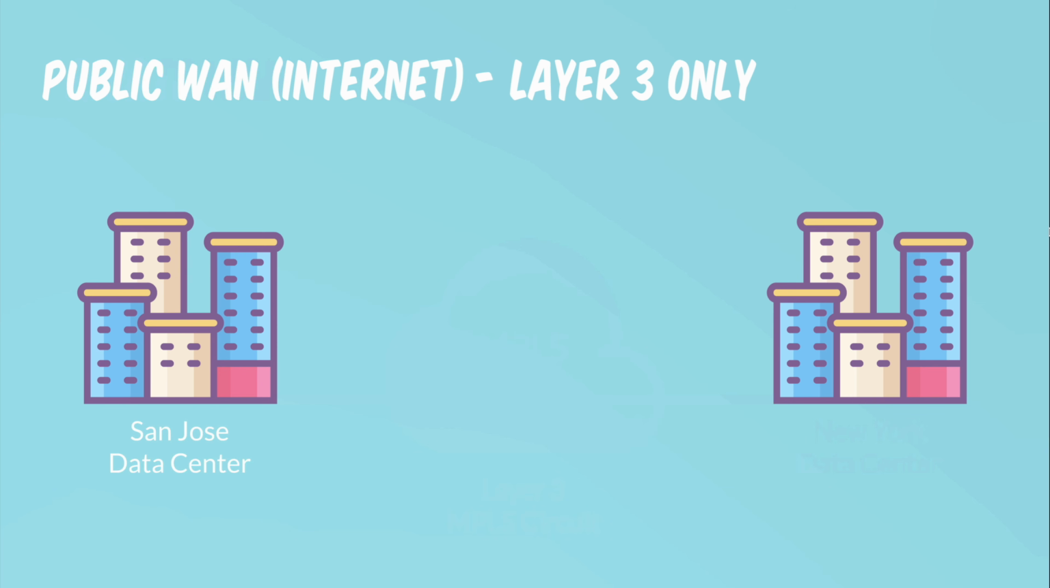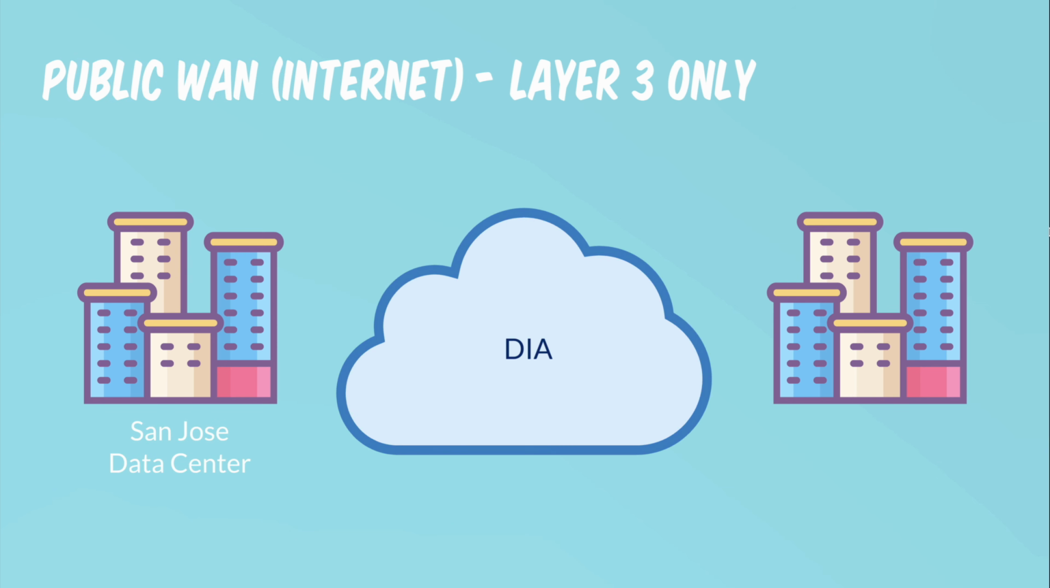And the other item, which is the other side of the spectrum, is the public WAN. And that is the internet. And it's layer 3 only. When you go to your service provider and you say, I want a public WAN circuit, they can only sell it to you as a layer 3 circuit.